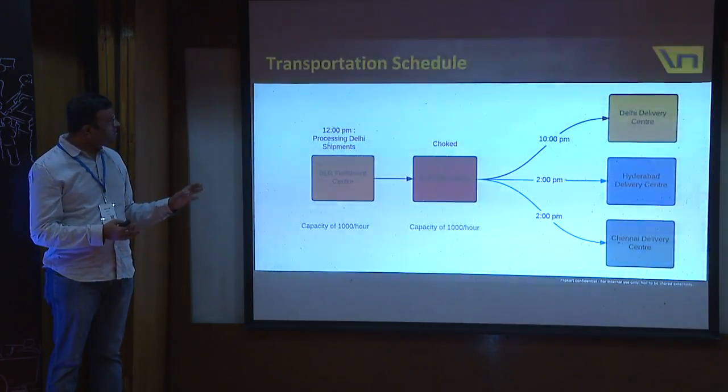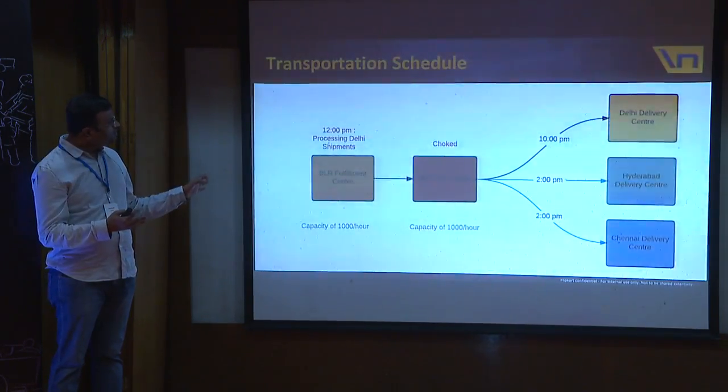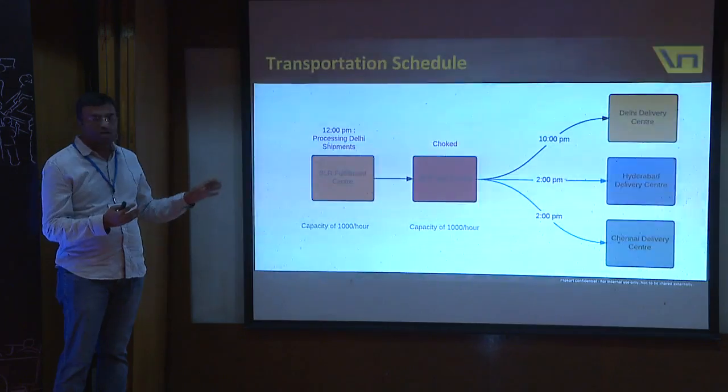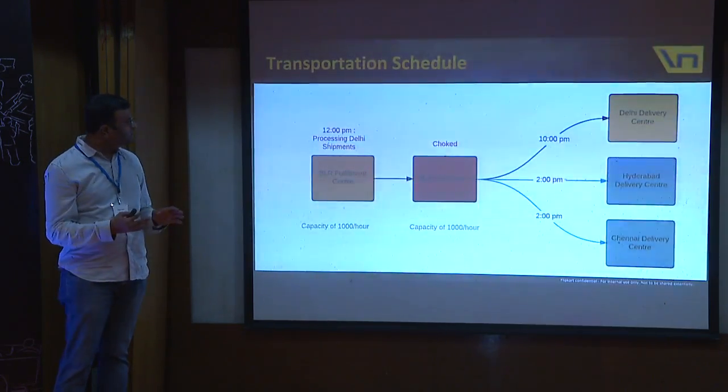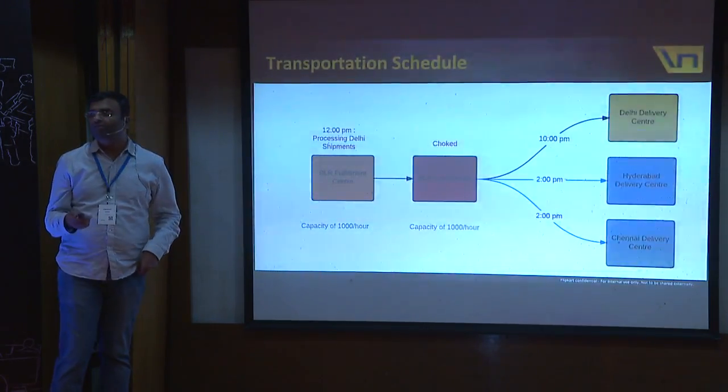So in this example, we can see how we could have taken a better decision on processing shipments meant for Hyderabad and Chennai at 12 p.m. and shipments meant for Delhi after 2 p.m. That would have been a better choice.